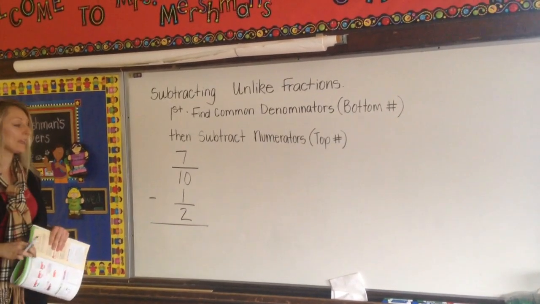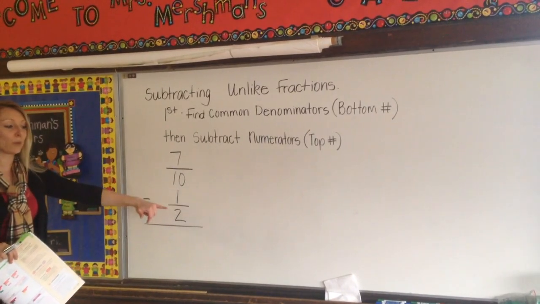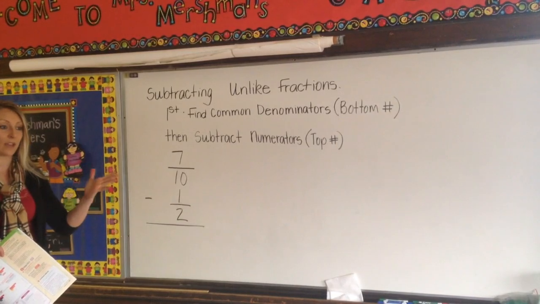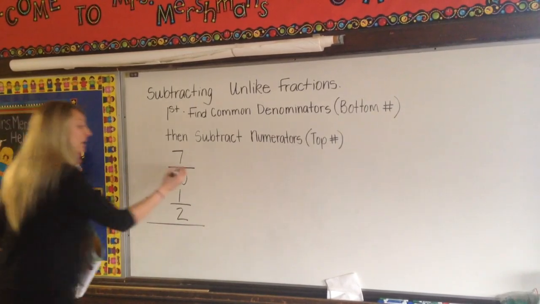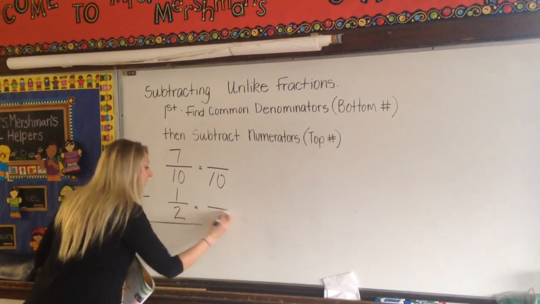First thing I do is count by 2, since it's my smallest denominator, and I see if when I count by 2, I say 10. So I go 2, 4, 6, 8, 10. I say 10. So that means 10 is my common denominator.